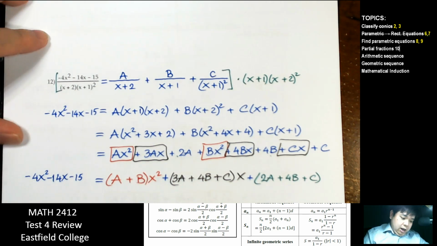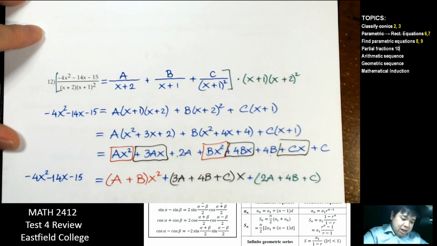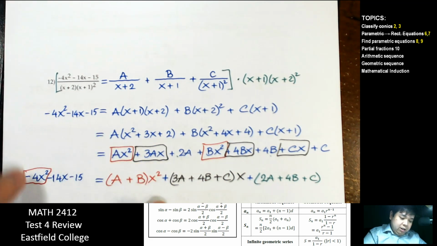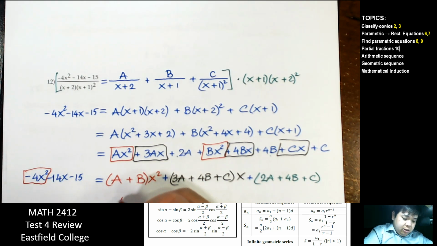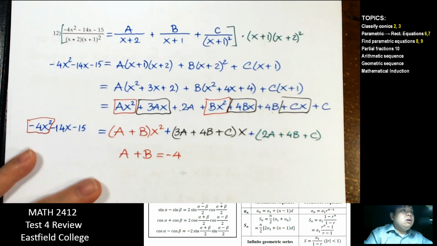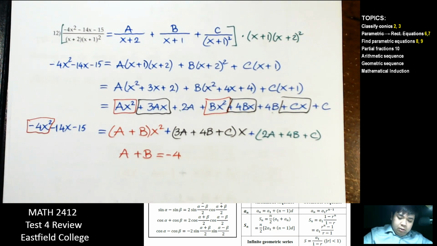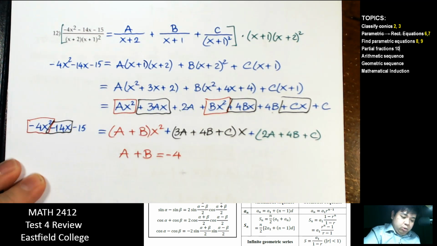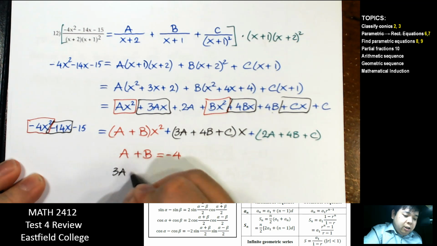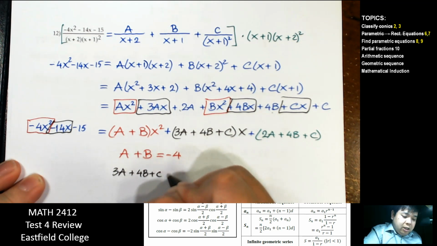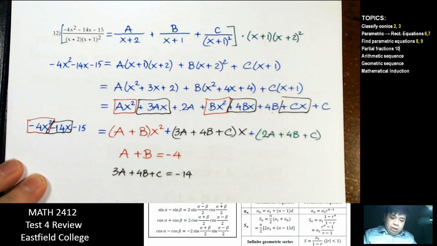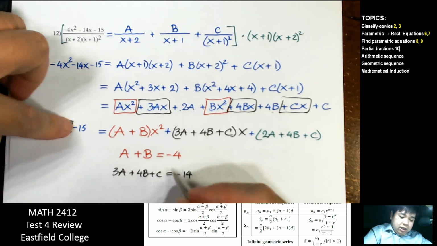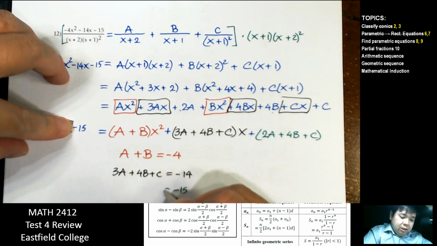Right. So now we just match the coefficient. Match for x squared with that, meaning A plus B must be negative 4. Negative 14x must be equal to this. So 3A, 4B, and C is negative 14. And the last one equal to negative 15 is this.